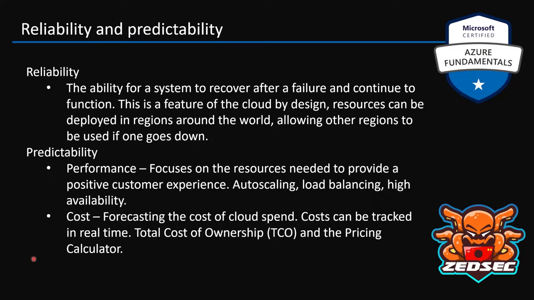Predictability focuses on 2 things: performance predictability, which focuses on resources needed to provide a positive customer experience, such as auto-scaling, load balancing, and high availability. And cost predictability, forecasting the cost of the cloud spend. Costs can be tracked in real time using the total cost of ownership, TCO calculator, and the pricing calculator. These are covered later in the course.